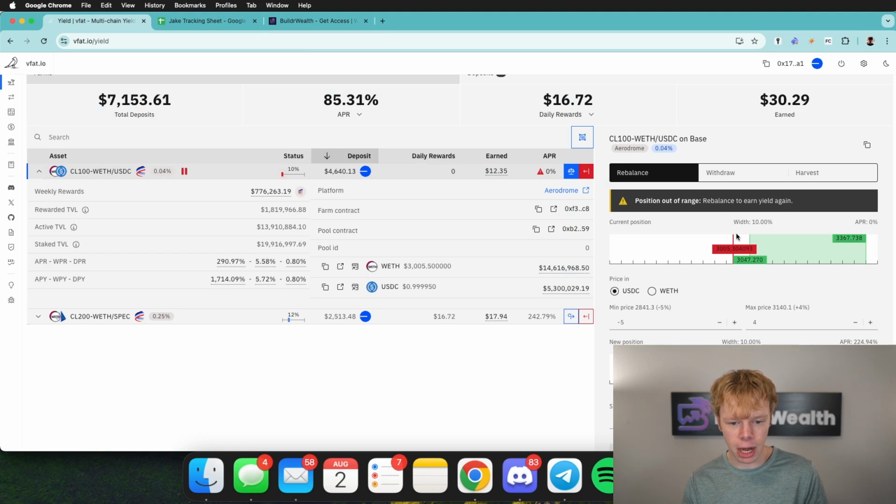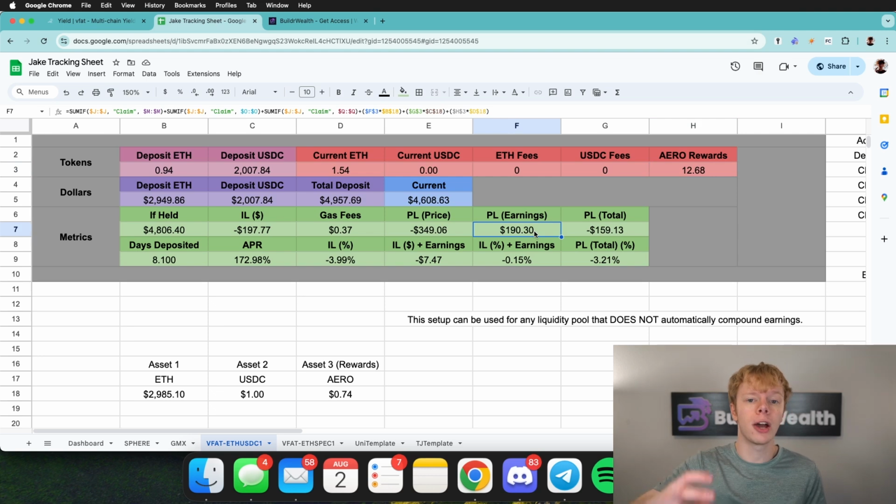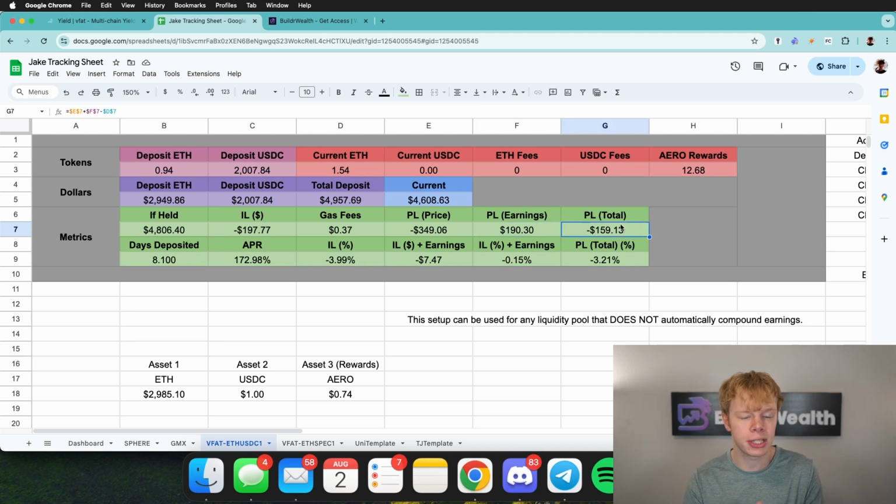So before I went completely out of range and didn't get rebalanced, I had roughly $140 of divergence loss compared to $190 of earnings, which was one of the other reasons why I did decide to adjust the position strategy so that way it can match how the market is moving. Overall, I wouldn't say that this performed good, but I wouldn't say it performed bad, and it was definitely a good test.